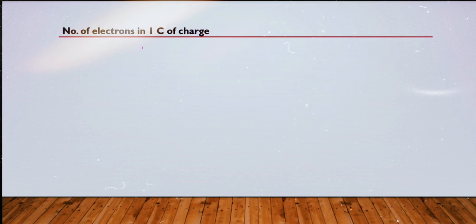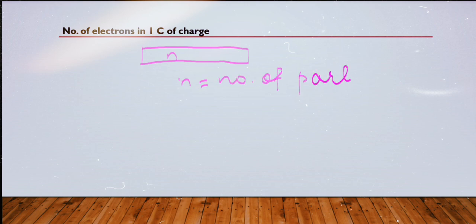Let us consider, students, we have a conductor in which there are a total of n number of particles. Now let us consider each particle contains E amount of charge, which is equal to 1.6 into 10 to the power minus 19 coulomb. We know this value already.